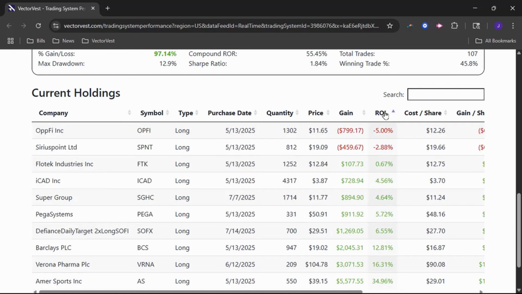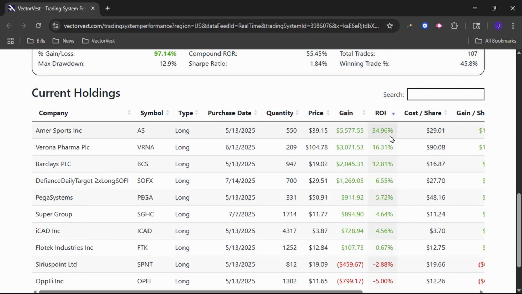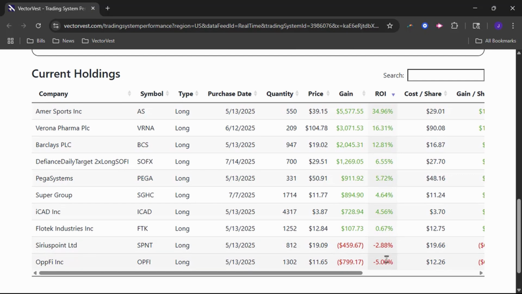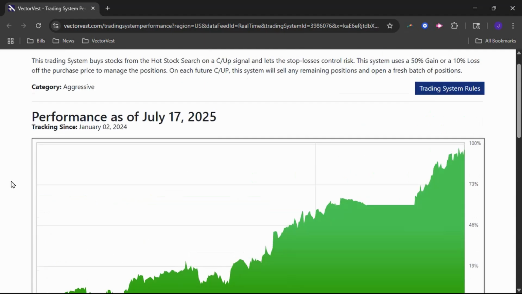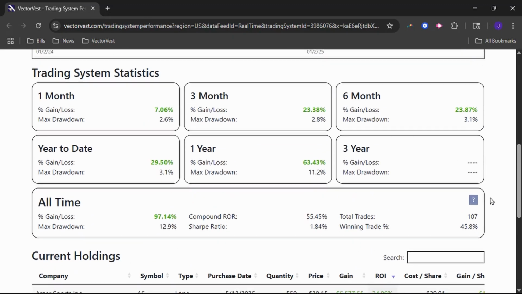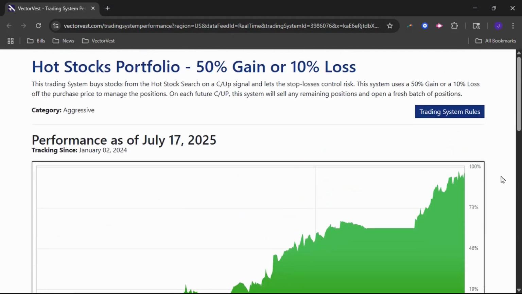Okay, here are the current holdings. AMER Sports here, 35%. So remember, we're capping our gains here at 50%. We have some time. Doesn't look like we're in jeopardy of selling anything. 5% here. OPFI is our biggest loser. Remember, 10%. I'm sorry, a 10% stop loss we're using here. So another 5% and we're going to cut OPFI loose. The current situation is what? We're still in a confirmed up. So if that happens to be cut loose, we will replace it.